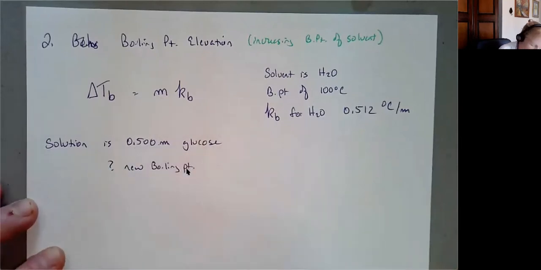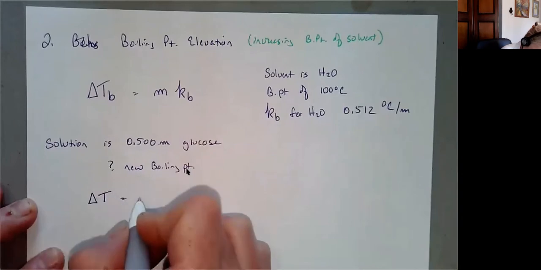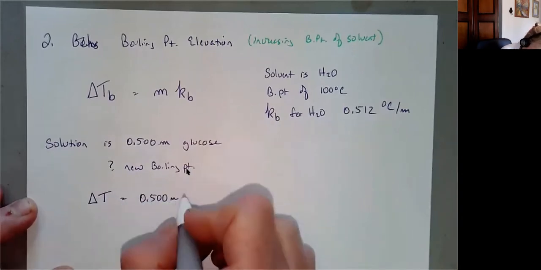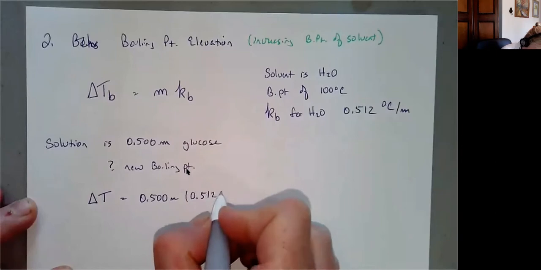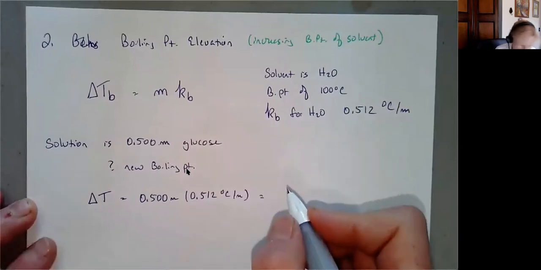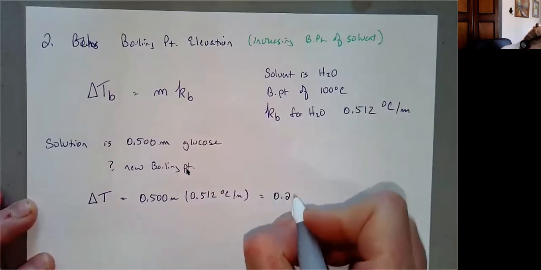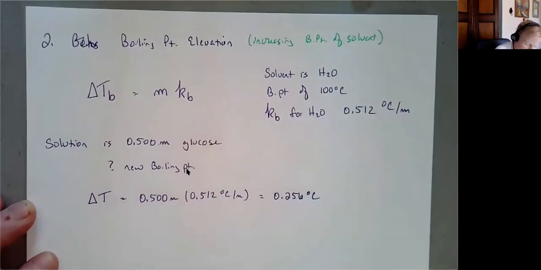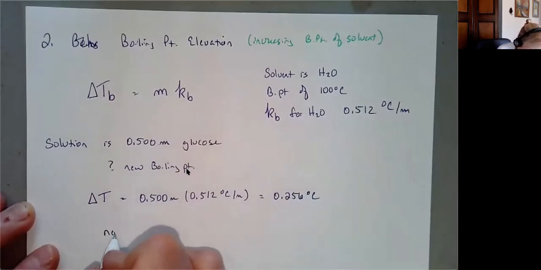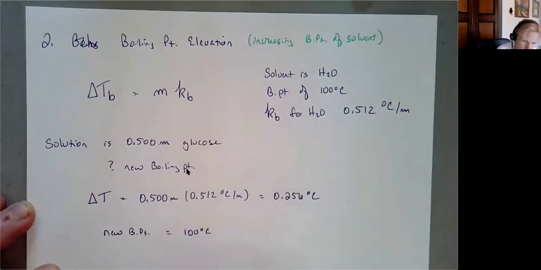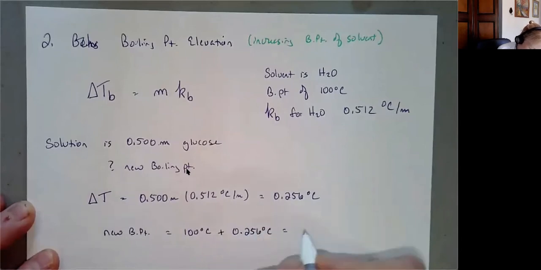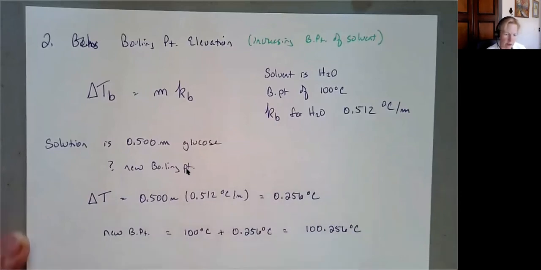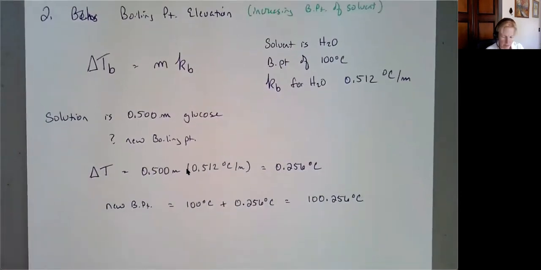So I'm just going to plug everything in. My change in temperature is the molality of the solution times my constant here, and that's going to give me a value of 0.256 degrees Celsius. So that means my new boiling point for water is 100 degrees, because that's where it would normally boil, plus what it's being elevated. So now it's going to boil at 100.256 degrees Celsius. That would be my new boiling point for water. So boiling point elevation, freezing point depression.